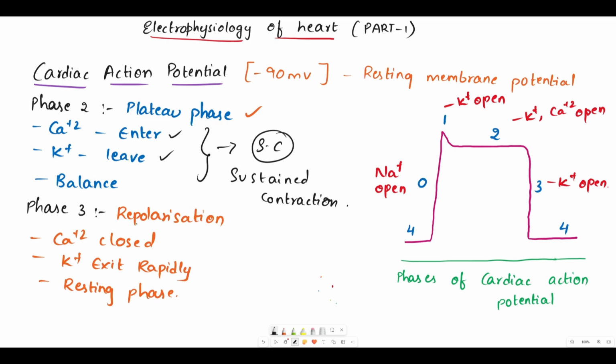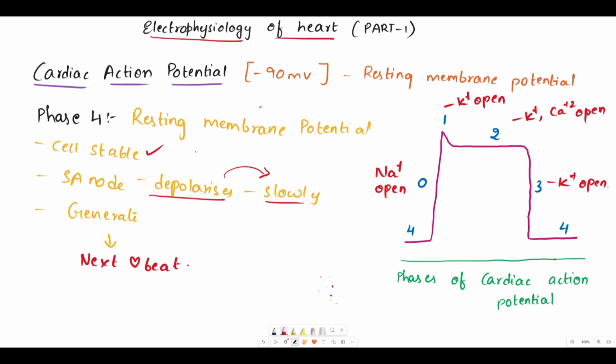Next is phase 3. Phase 3 is called the repolarization phase. In the repolarization phase, the calcium channels will be closed, so the calcium stops entering into the cell. Now more potassium will be exiting from the cell more rapidly.